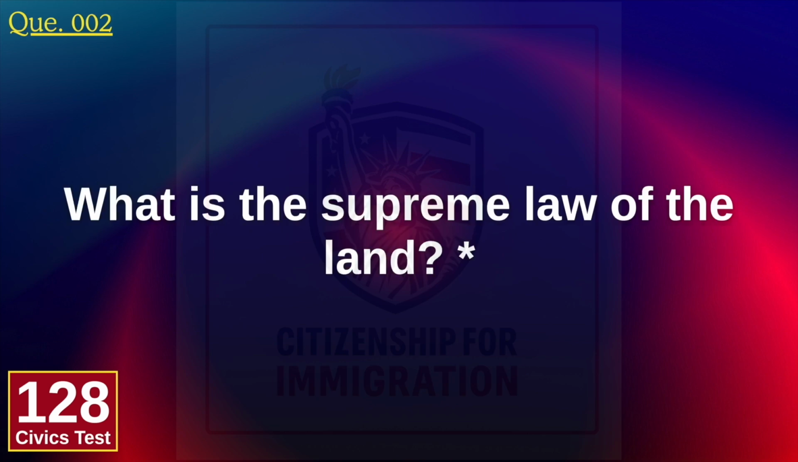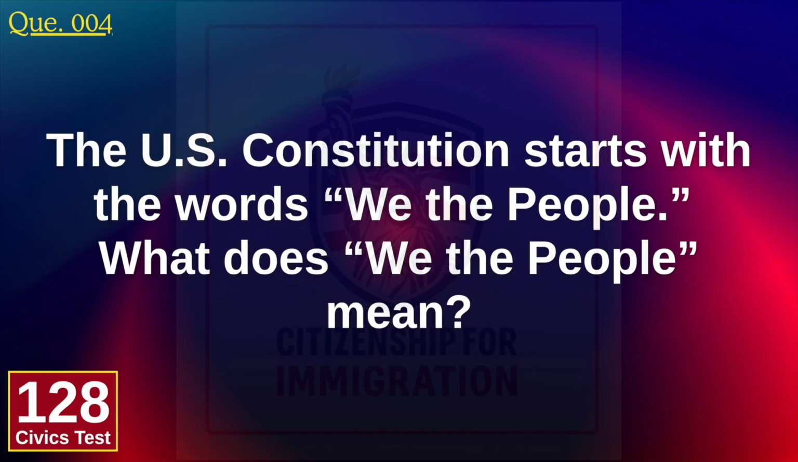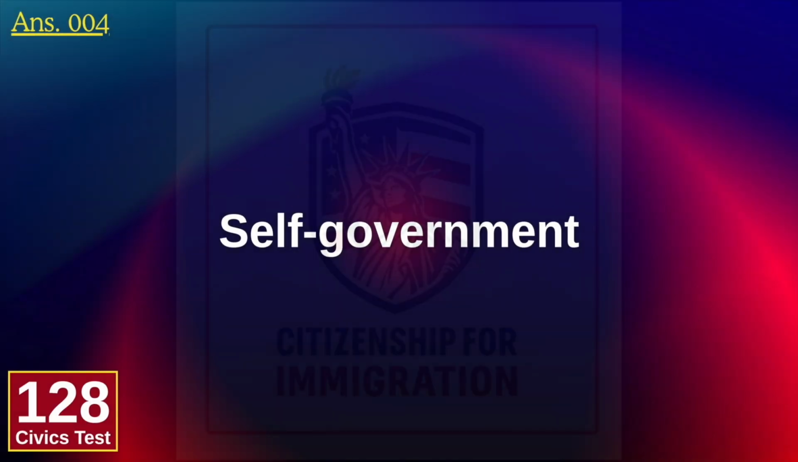What is the supreme law of the land? U.S. Constitution. The U.S. Constitution starts with the words, "We the people." What does "we the people" mean? Self-government.